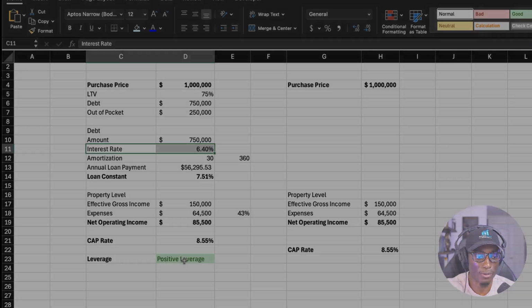Leverage is a powerful tool in multifamily investing, but it's not a guaranteed shortcut to success. The key is to analyze every deal carefully, understand the relationship between cap rates and interest rates, and plan ahead for economy shifts.